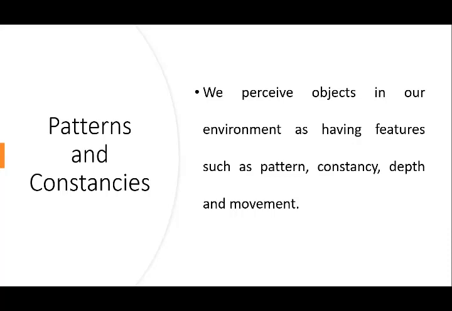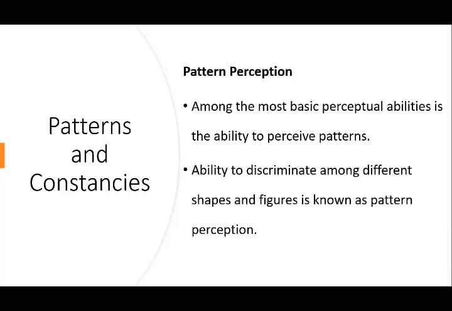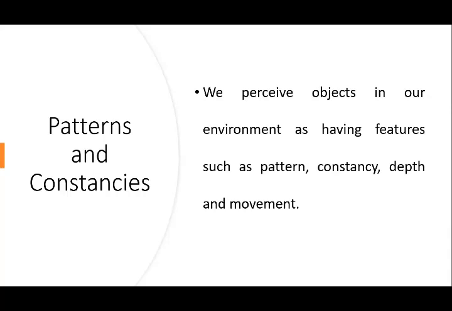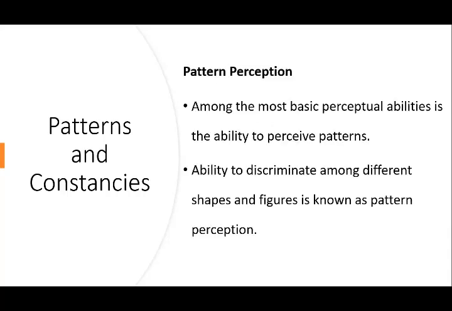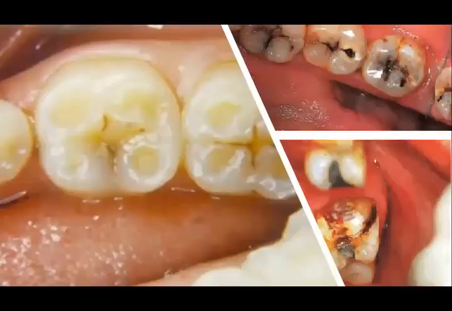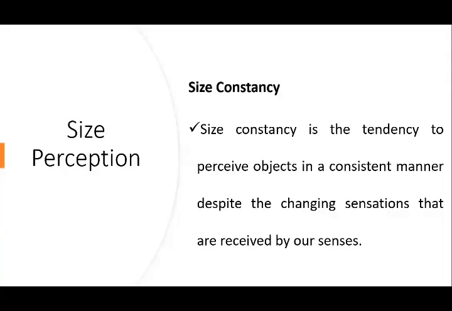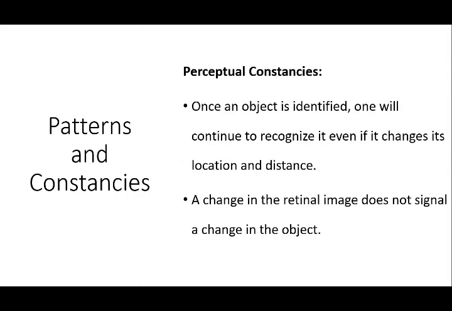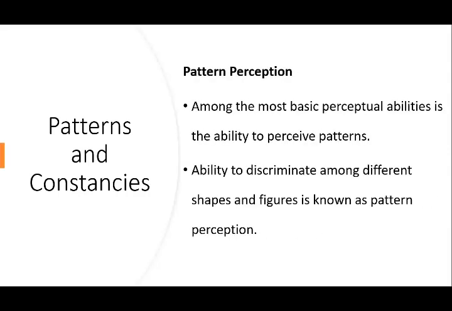So we perceive objects in our environment as having features such as the pattern, the constancy, the depth, the movement, etc. Clear? Now, under this heading, two further things can come. One is the pattern perception, and the other one is the size perception. So let's jump to the first one, pattern perception.